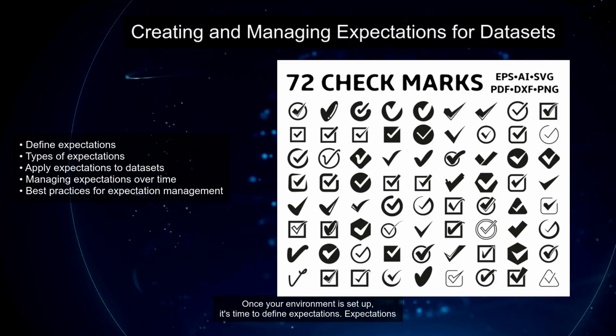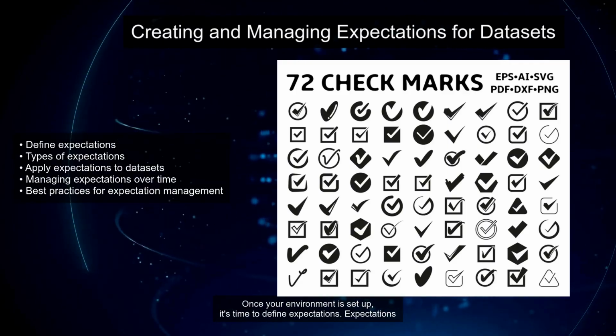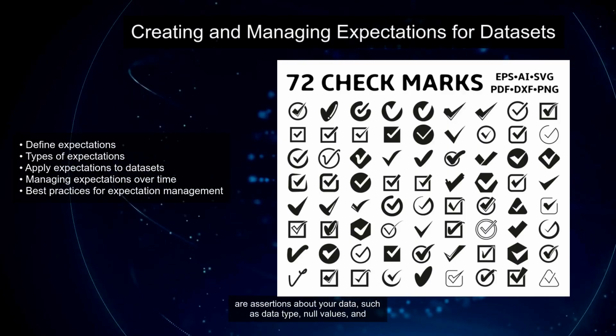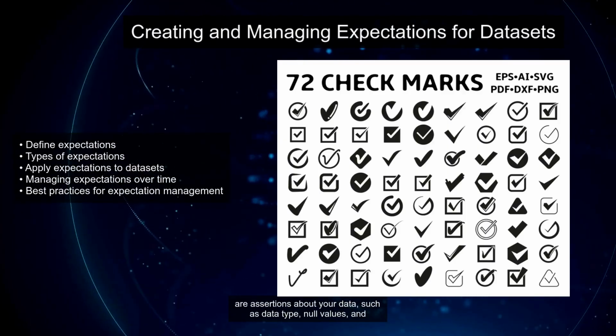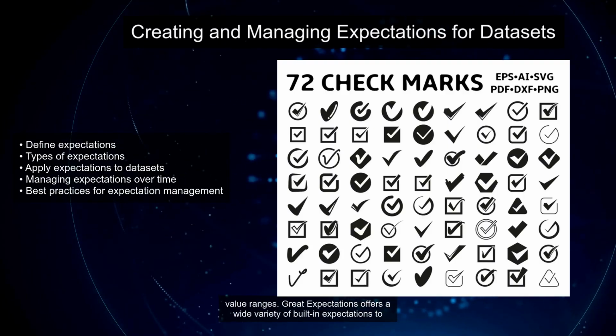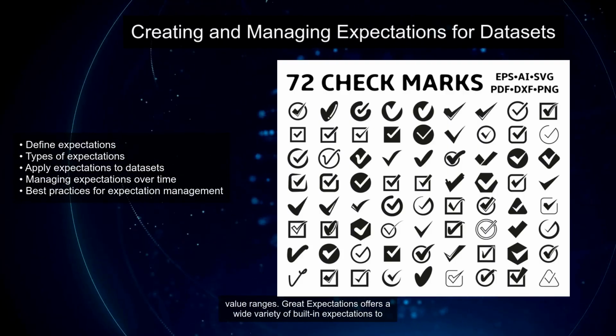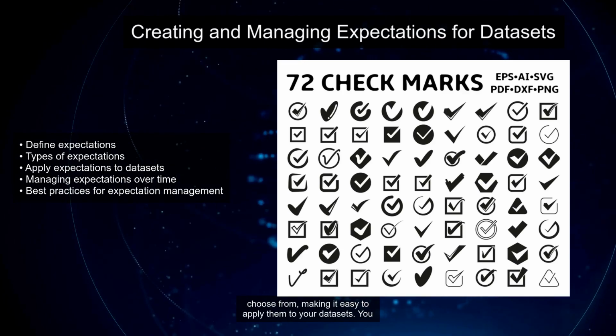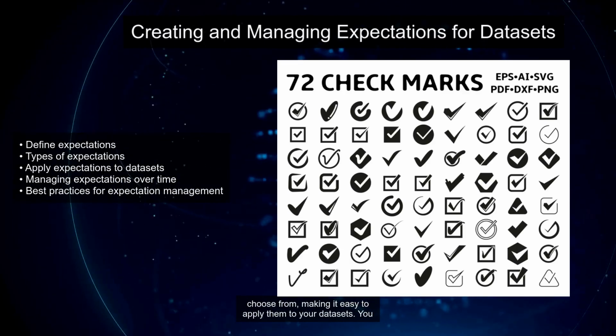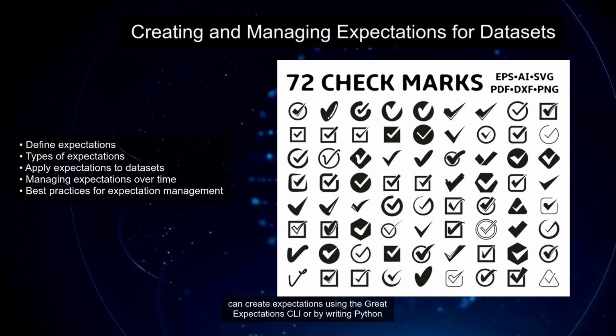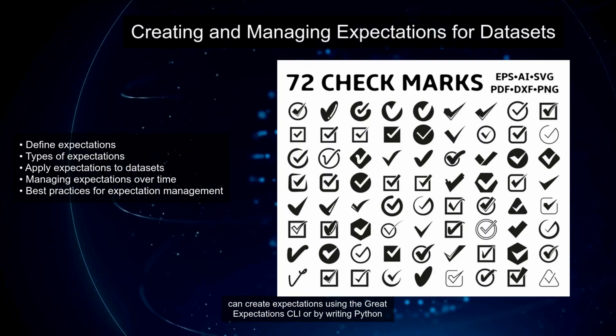Once your environment is set up, it's time to define expectations. Expectations are assertions about your data, such as data type, null values, and value ranges. Great Expectations offers a wide variety of built-in expectations to choose from, making it easy to apply them to your datasets. You can create expectations using the Great Expectations CLI or by writing Python scripts.